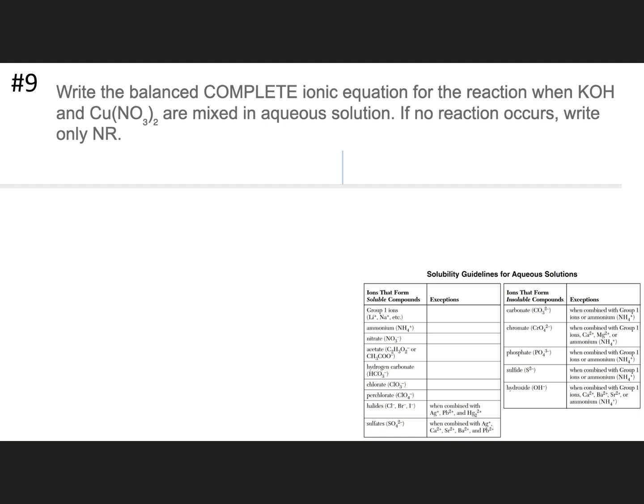For question 9, we're asked to write the balanced complete ionic equation for the reaction when potassium hydroxide reacts with copper 2 nitrate. Both of those are aqueous in solution. So again, 2 possible products. We're going to switch the first and the last. One possible product is potassium nitrate, and the other possible product is copper hydroxide.